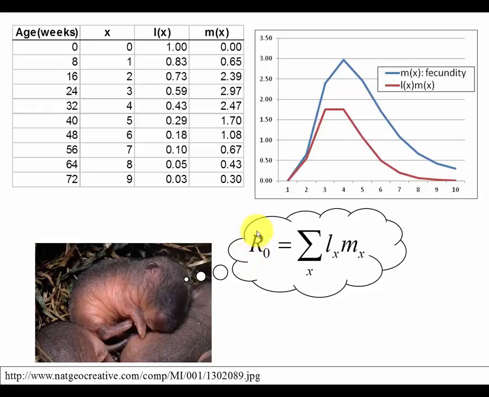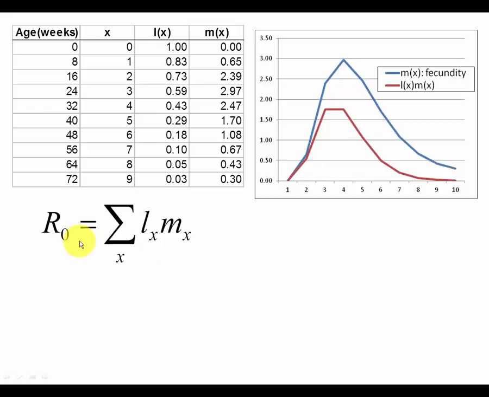Okay, this quantity here, this capital R sub 0, may not look familiar to you. But actually, it's a very important part of a variable that you already know about. If you take big R sub 0, that's the sum of L sub x M sub x, and you take its natural log, and you divide it by the generation time, you get little r. And little r is the per capita rate of births minus deaths. It's the same little r that we've been dealing with in the context of the exponential and logistic equations.